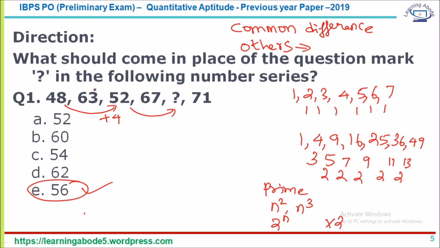Now let me look at the other alternate terms. 63 plus 4 is 67. 67 plus 4 is 71. Then let me try now 52 plus 4. That's 56. So alternate terms are getting added by 4. So the answer is 56 again. You may follow different logics, but the answer can't be different. The answer should be the same by any method that you follow. Answer for the first question is answer option E, 56.